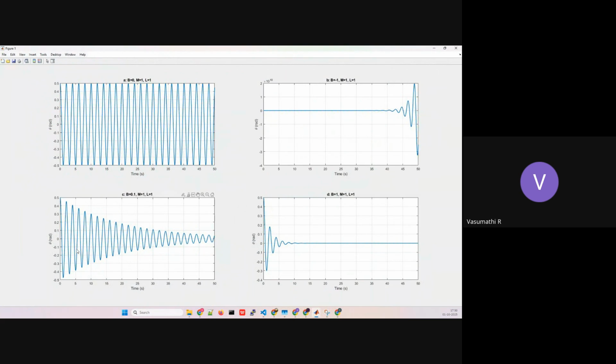If I see this, it is oscillating, but the oscillation is coming to a constant steady state value. So I can say this is somehow useful. This one has very little overshoot and it is settling very quickly. This is also a good system. So based on these simulations, we can come to a conclusion: C and D are very useful for us. So this represents the underdamped nature of the system.